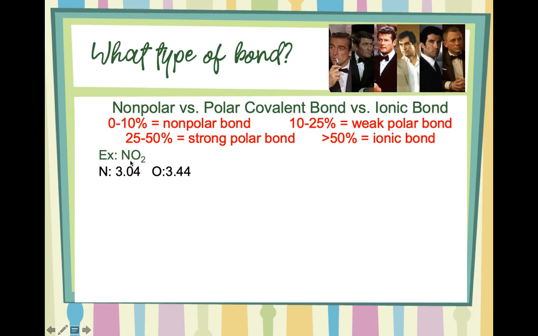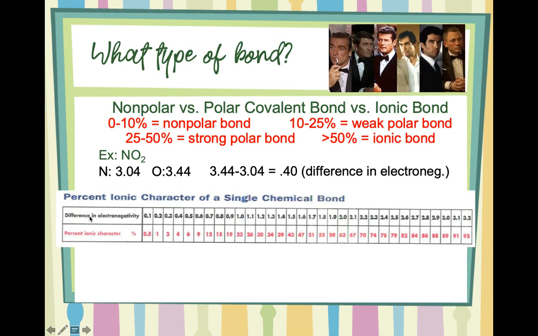So these are the two values. We find the difference between them. That just means subtract them. It doesn't matter which one is first, but you need to have a positive value, so subtract the smaller from the bigger. 0.40 is the difference in electronegativity. So the difference in electronegativity was 0.4. I look here. That corresponds to a percent ionic character of 4. And then we look up here and say, oh, a 4% difference is a nonpolar bond.